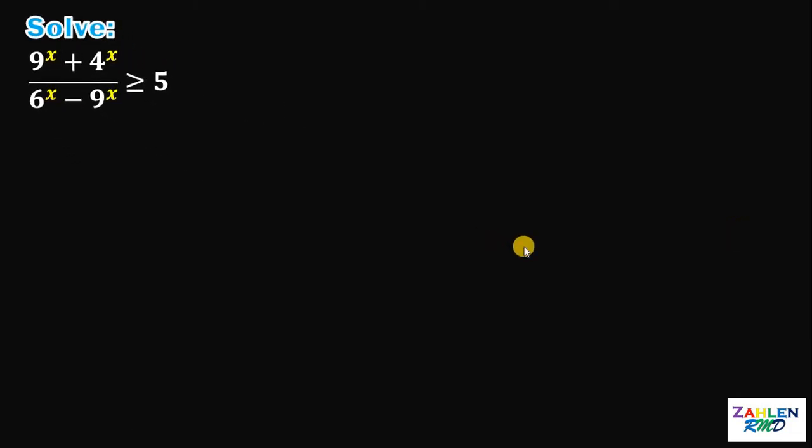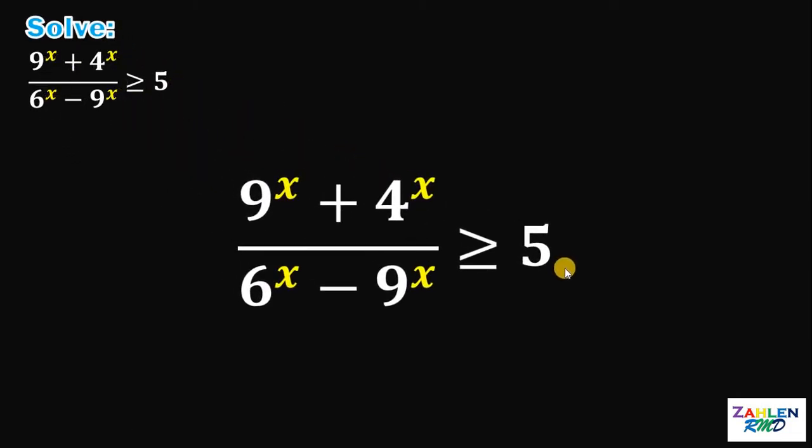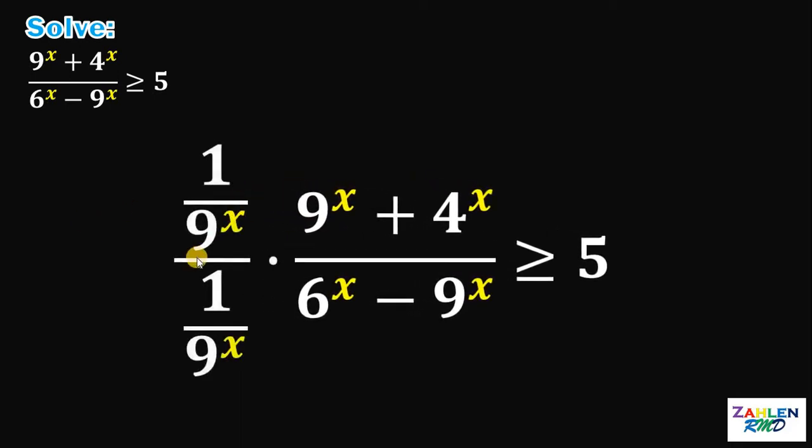Our goal in this question is to solve this rational inequality. Now, first thing to notice is we have 9 raised to x twice. So our first thing to do is to simplify first the left-hand side. Now, what will happen if we divide all terms by 9 raised to x? Or simply, let's multiply the left-hand side by 1 over 9 raised to x all over 1 over 9 raised to x. This is just 1.